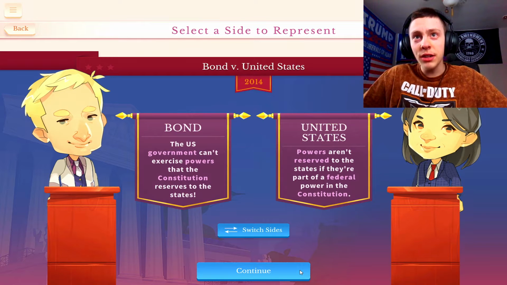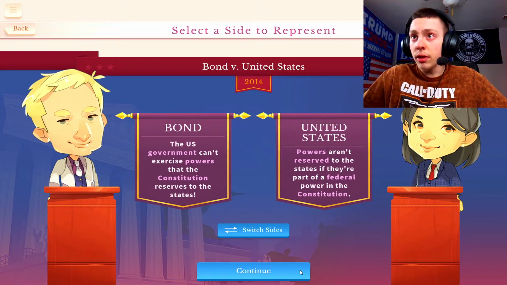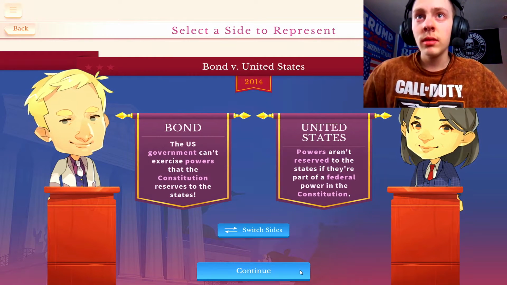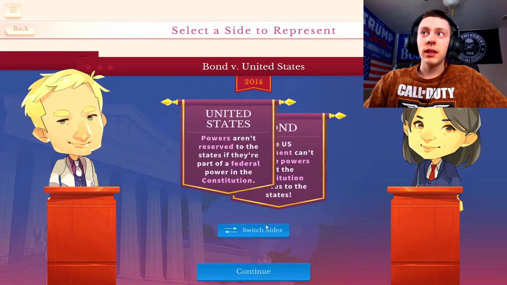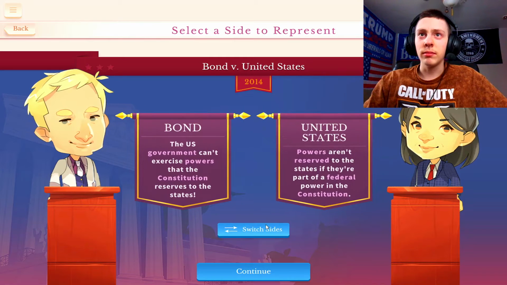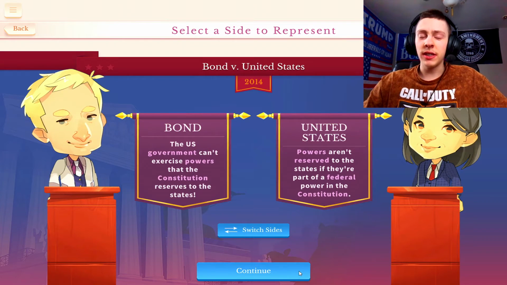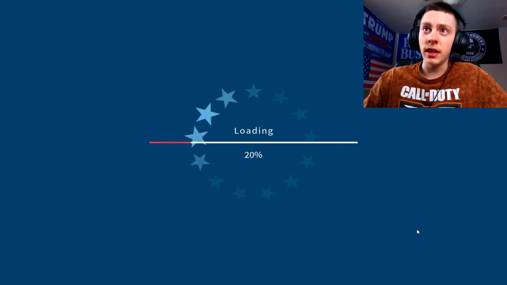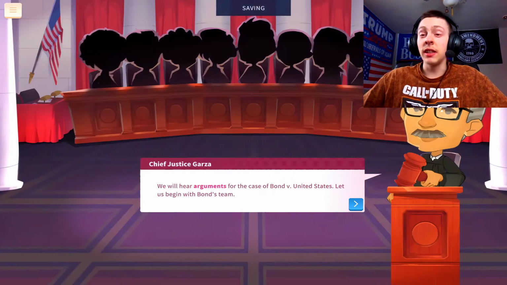The US government can't exercise powers that the Constitution reserves to states, or powers aren't reserved to the states if they're part of a federal power in the Constitution. Oh wait, what is switch sides? Oh! Okay, so I'm on the left. Alright, Bond, I'm on your side for this now. The Constitution gives power to the states, and the government cannot take those powers away.